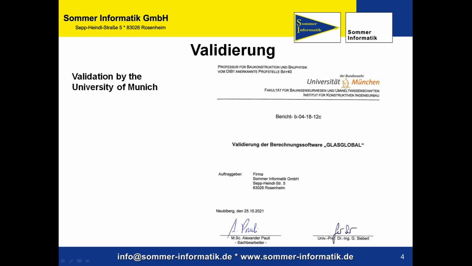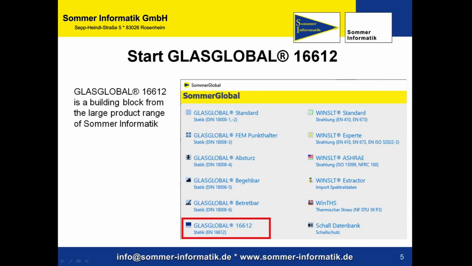Basically, our GlasGlobal 16612 program is also validated by the University of Munich, just as you know it from the other GlasGlobal products. To start GlasGlobal, we have simply added an additional button here, via which you can call up the new version 16612. So you still have all the other GlasGlobal products, as well as WinSLT and WinTHS available in SommerGlobal. You start the GlasGlobal 16612 version via this new button.